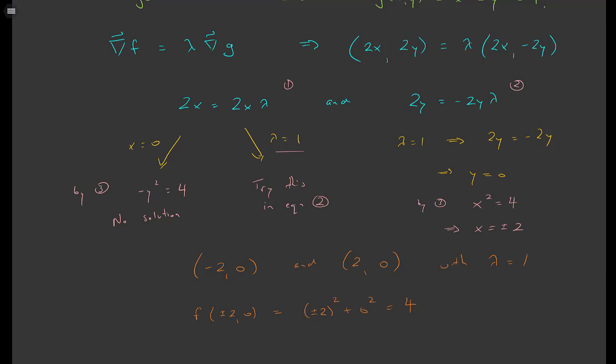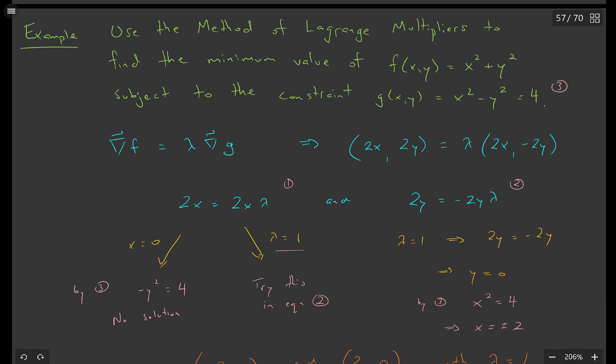With a bit of thought, we can see that this result actually makes sense. So what are we doing here? We're looking at this function f of x and y is equal to x squared plus y squared. The graph of this function is a paraboloid, and its level curves are circles. So we're basically asking what's the smallest radius circle we can have if our x and y coordinates must satisfy x squared minus y squared equals 4. But the equation x squared minus y squared is equal to 4 corresponds to a hyperbola.